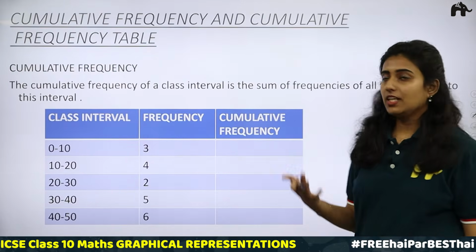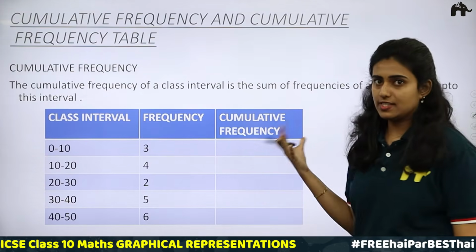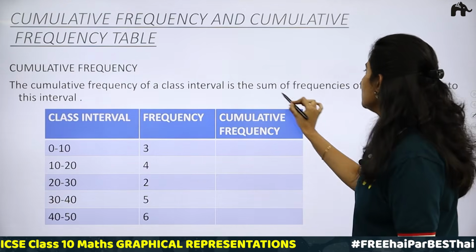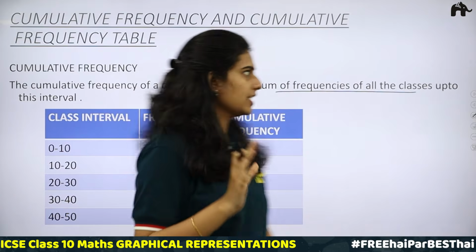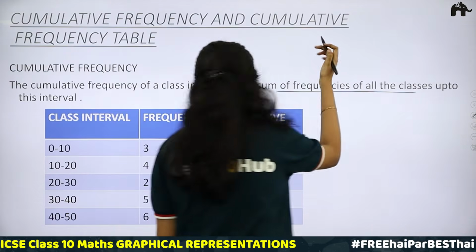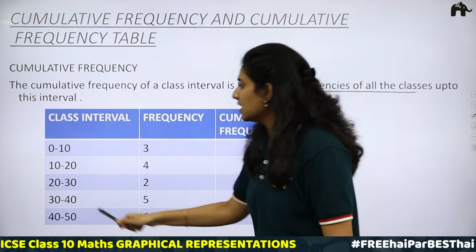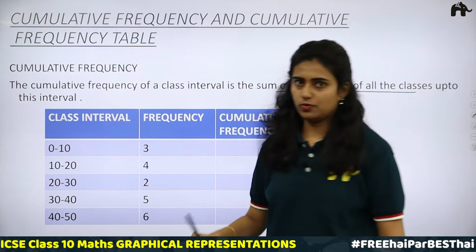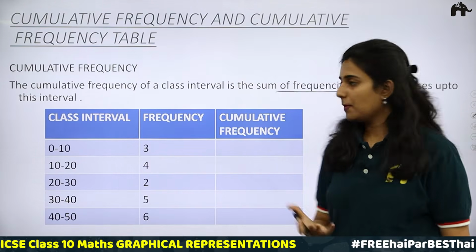Okay. Next, we need to understand what are cumulative frequencies and the cumulative frequency table. Here, cumulative frequency of a class interval is the sum of frequencies of all the classes up to this interval. With a simple example, I'll show you. That is, for example, the marks of a few students. That is, intervals are given 0 to 10, 10 to 20, 20 to 30, 30 to 40, 40 to 50. Out of 50, the range in which the child's mark lies.